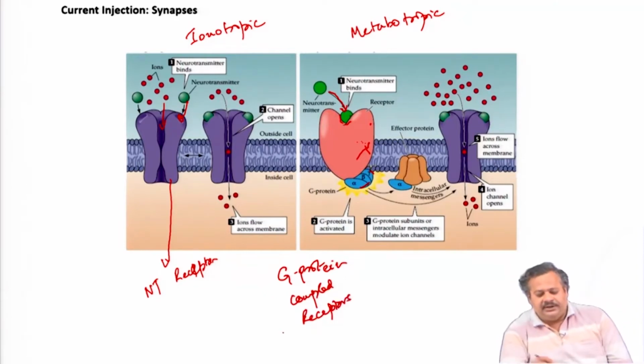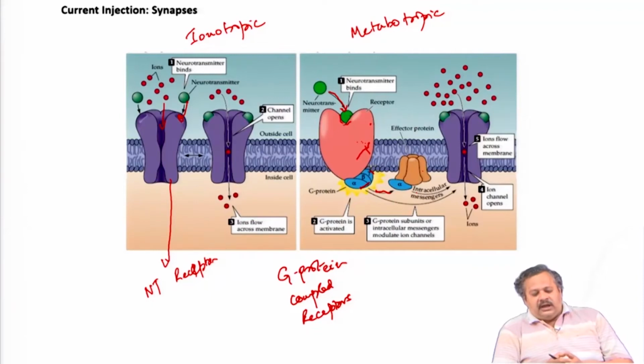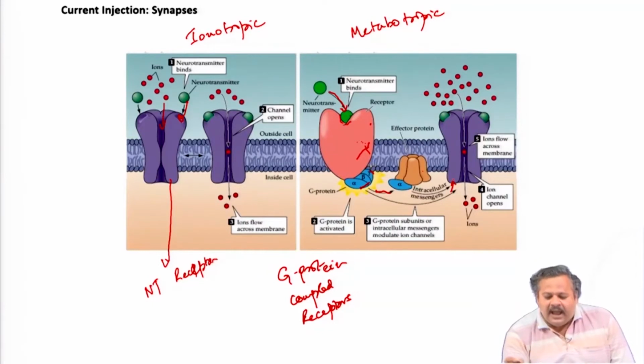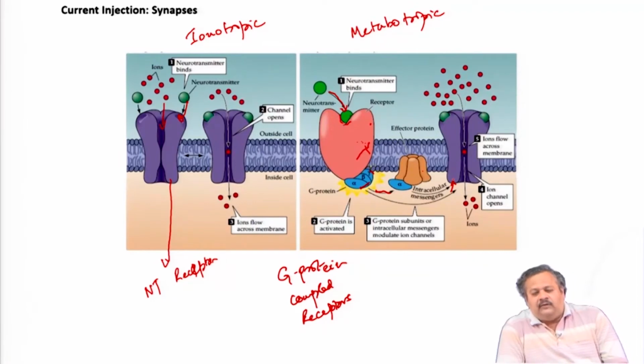So what actually happens here is that on binding, it activates the G protein inside, and that releases this alpha subunit or other messengers onto some effector proteins, which in turn may activate other proteins, and further another set of proteins, which finally go and act on an ion channel that allows the ion to flow through. So this is an indirect form of current injection, and it is called metabotropic neurotransmission.